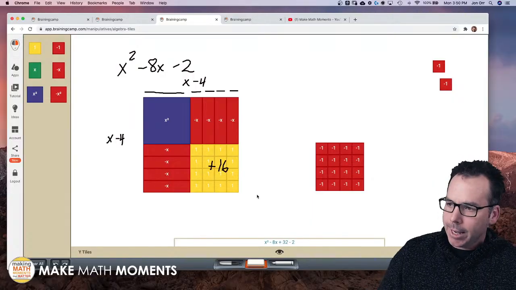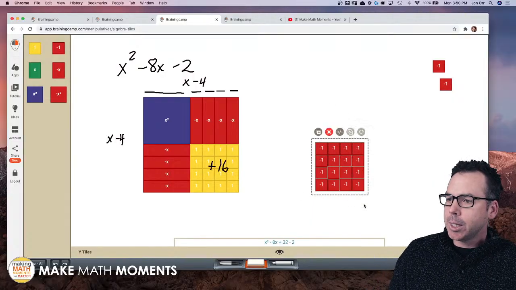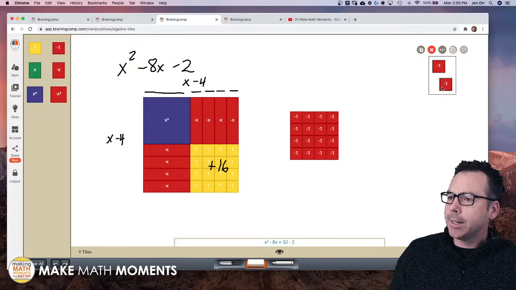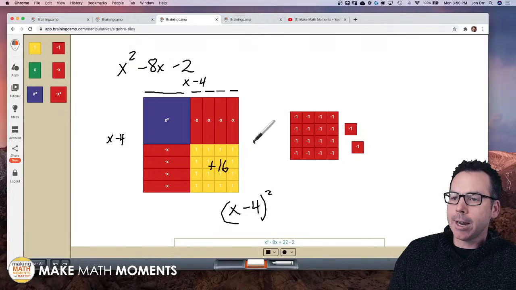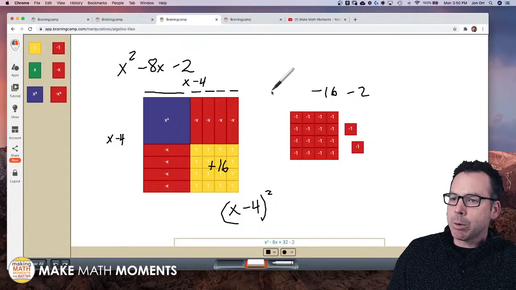And now what do I have left? We just used the simplifying up over on this side, and what's our expression? Let me write it up on the board here so you can see it. I've got x minus 4 all squared. That's what that area is right there. And then I've got minus 16 and minus 2 more. That's really what you brought in: you brought in 4 squared, and then you had to subtract 4 squared.